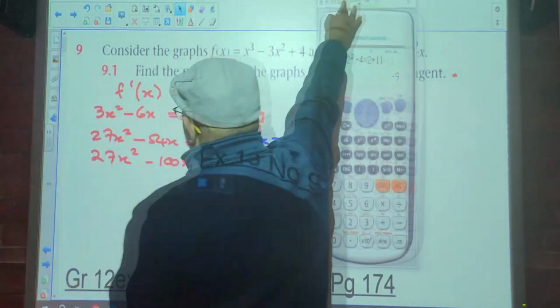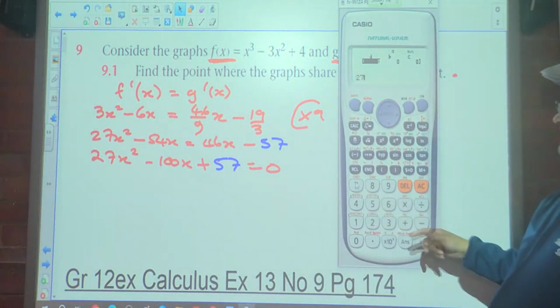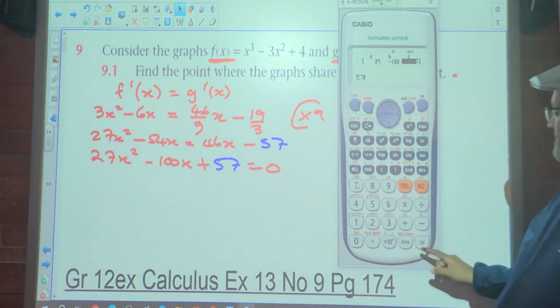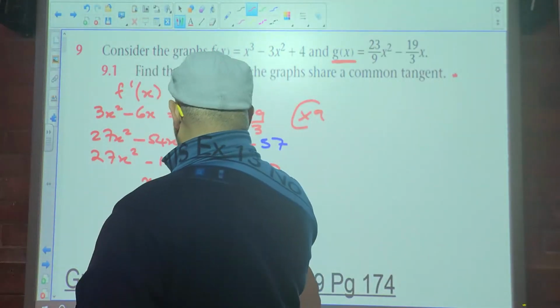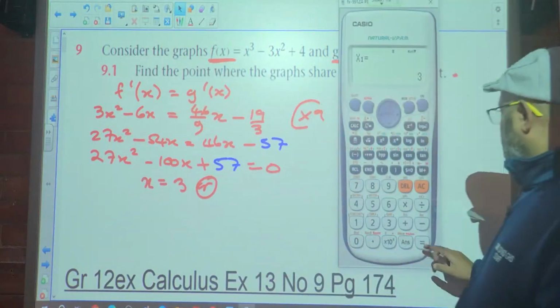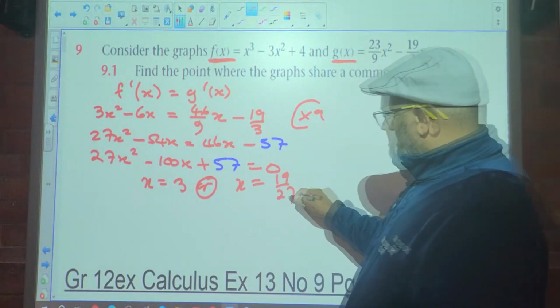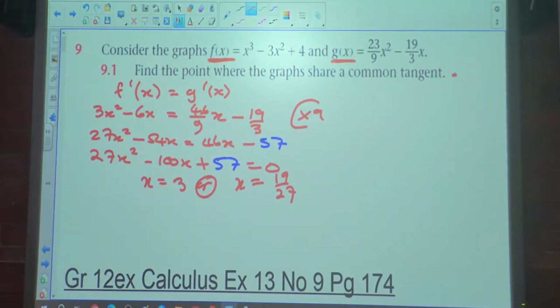So what do I do? I use the quadratic formula, or I use a calculator, I can complete the square, or I can use the factors. So x is equal to 3, or x is equal to 19 over 27. You all agree with that? Alright. So let's check. So find the point where the graphs share a common tangent.